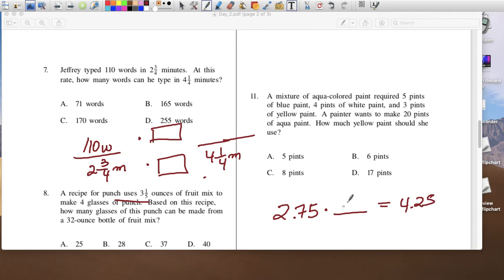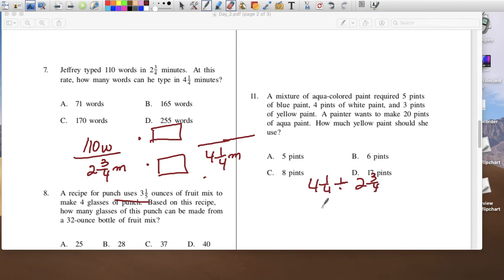So if I want to find this mystery number, all I got to do is divide, right? 4.25 divided by 2.75, and that's not going to work because it's going to give me a repeating decimal. So please ignore everything I just said, and let's just keep it as a fraction. To find that mystery number, it's still the same process: 4 1/4 divided by 2 3/4. So we're going to leave it as a fraction.